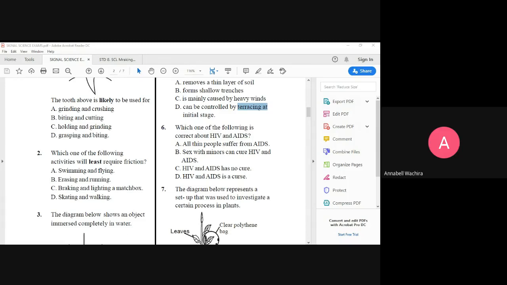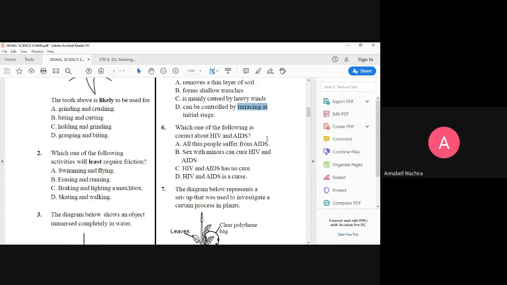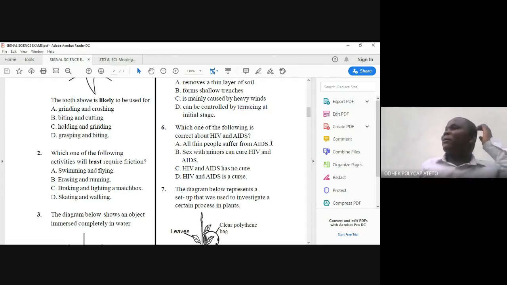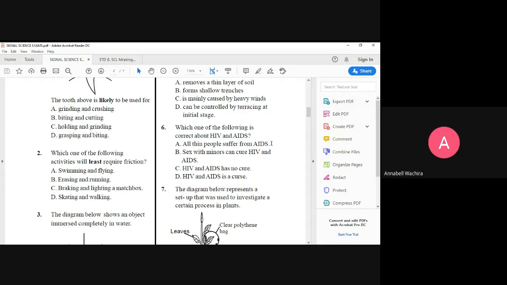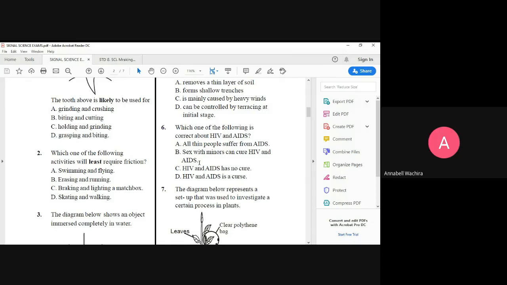Choice C. Choice A? Because not all thin people have HIV and AIDS. You say choice A is a myth or a misconception. Yes. Choice B. Sex can lead to HIV and AIDS, but it does not cure. So that is a misconception.